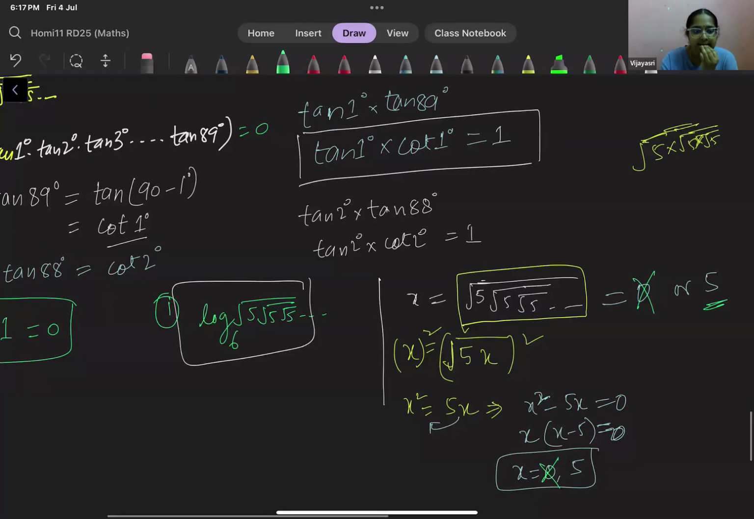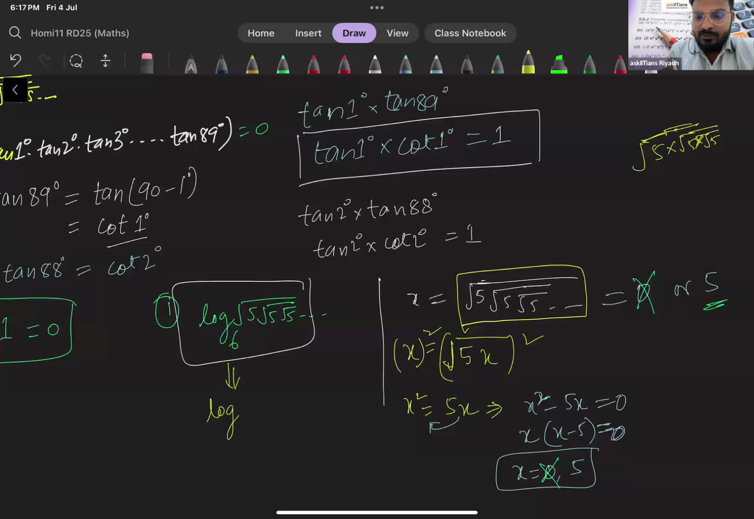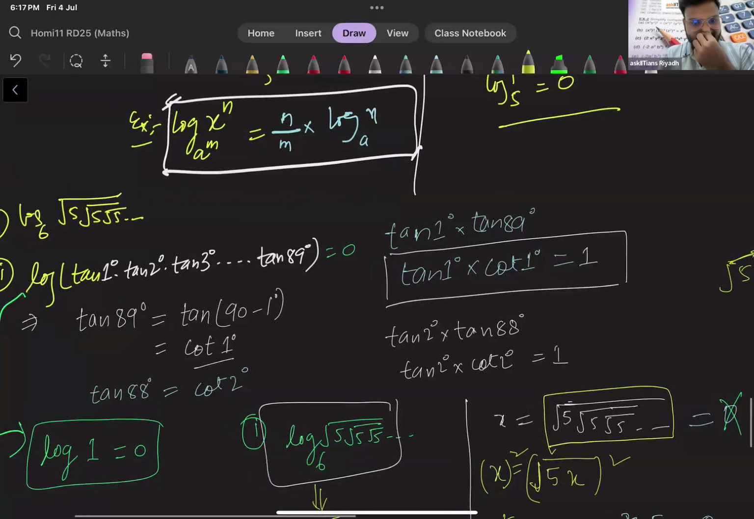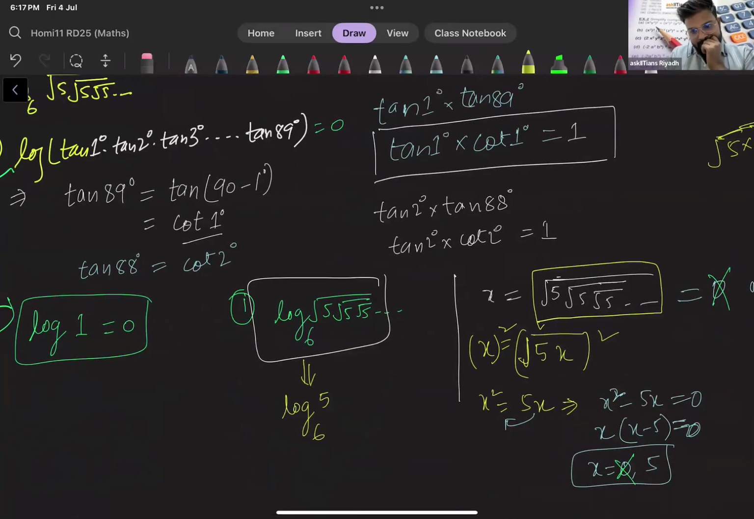Yes. Now coming to this question, it is going to be log of, now I can replace that whole argument with 5, and the base is 6. So log 5 to the base 6. And now you can leave it here. This is the answer. Okay? Any doubt in this? Let me know if there is any doubt.